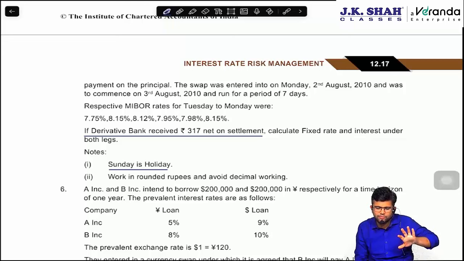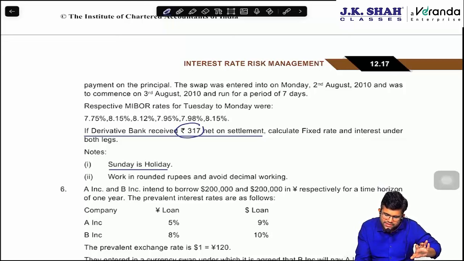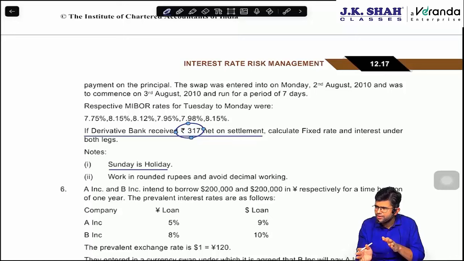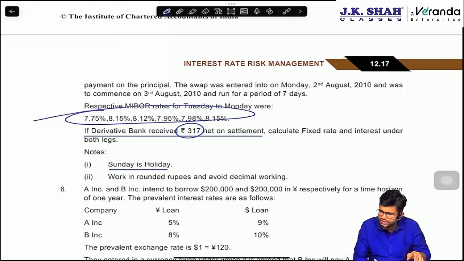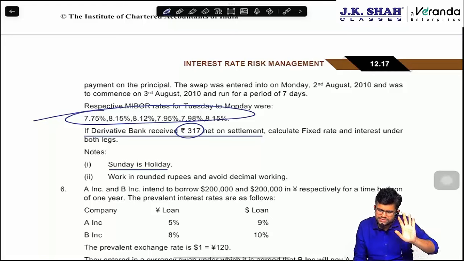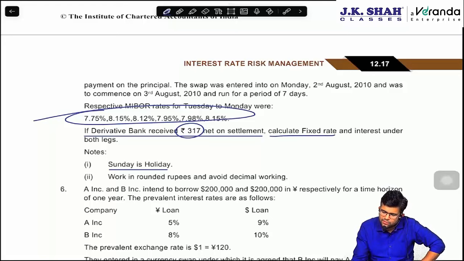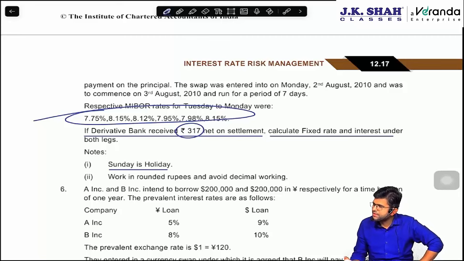They are saying the derivative bank received 317 in one shot. Now, do you realize this is the total settlement of 7 days? It is not daily. It is the total of 7 days. Everyone clear till here? They are saying if these are the floating rates and you have net received 317, then what is the fixed rate that you have entered into? So that is the question.